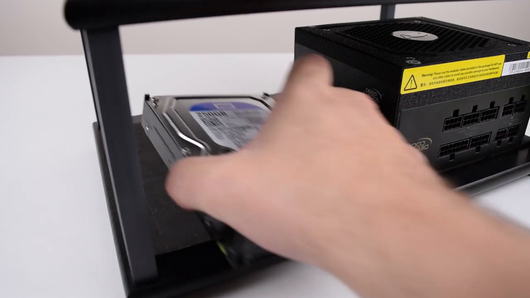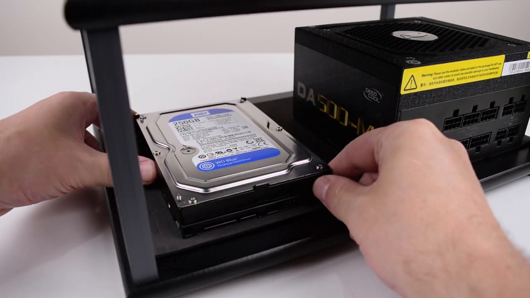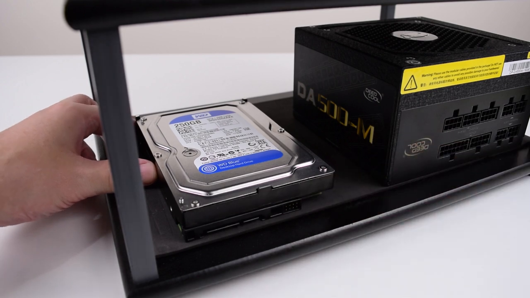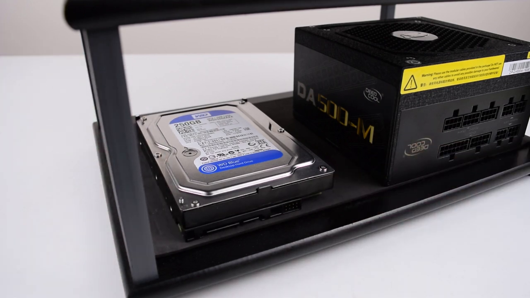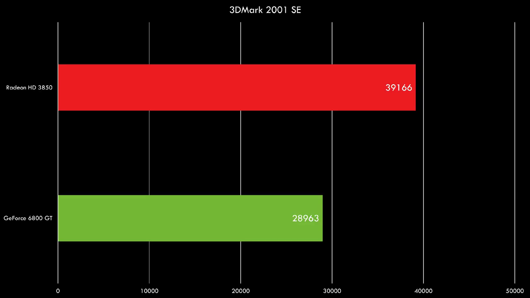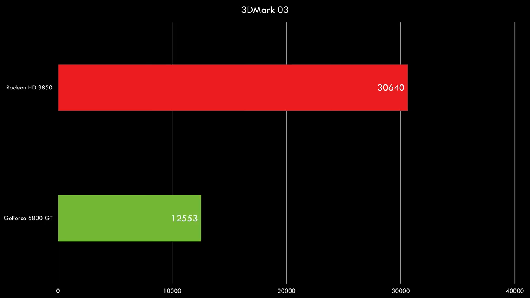Instead of an 80 gig, we're going with a Western Digital Blue with 250 gigabytes. This one is just a little bit faster. Let's have a look at some 3D Mark results first. The green bar is the 6800 GT, and the red bar is the 3850. We can already see the fast processor doing its magic and separating the cards, but it gets a lot more impressive with 3D Mark 03. Look at that, almost triple the performance for the 3850.